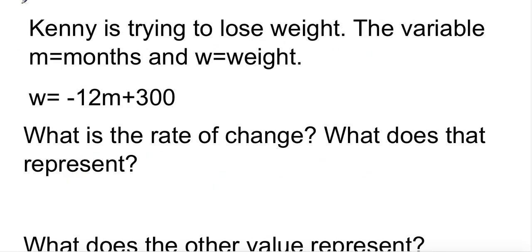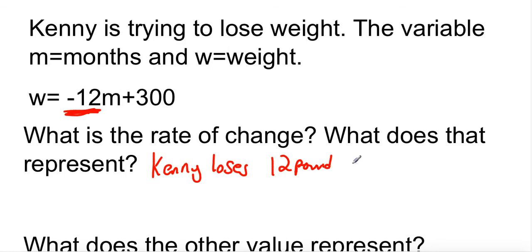Now we have one more example. Kenny's trying to lose weight. The variable m stands for months, and the variable w stands for his weight. So we want to figure out what the rate of change is and what it represents. Now again, we should remember that our rate of change is negative 12 right here because this is our coefficient. It's important that you remember that negative because this is telling us that Kenny loses 12 pounds each month.